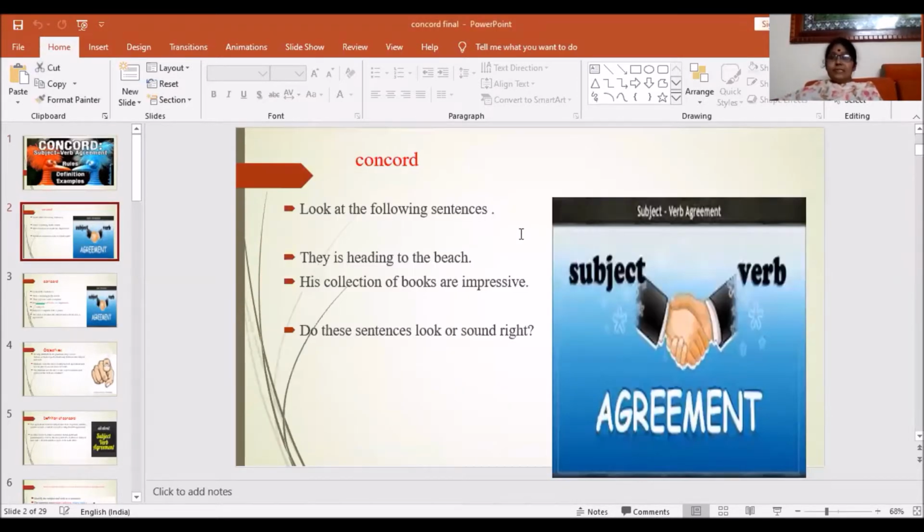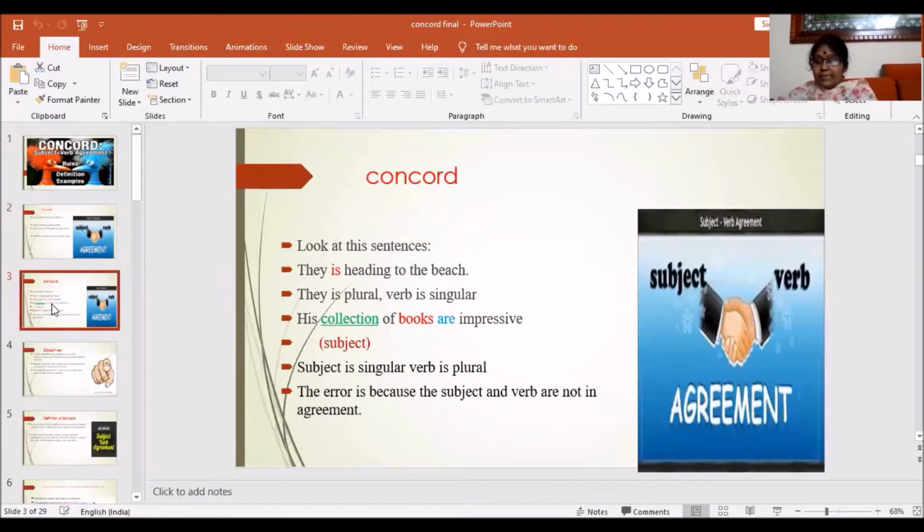Now look at the following sentences. They is heading to the beach. His collection of books are impressive. Do these sentences look or sound right? Do you find anything wrong in these sentences? Right? So what is it that we find wrong? Let us look at these sentences from a very close view.